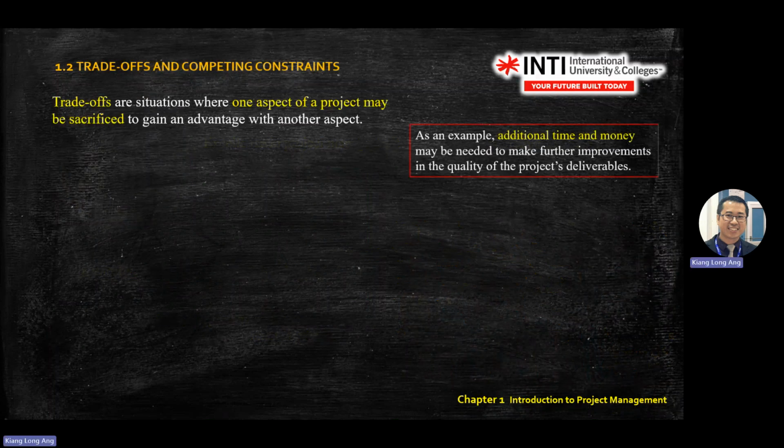Okay. Since the last lecture, you keep seeing the word trade-off. Trade-off is one aspect of the project that you need to sacrifice to gain the advantages of other aspects. Normally you sacrifice something. For example, you use a replacement of other material because the shipment is too slow. Then you need to make changes to the product material.